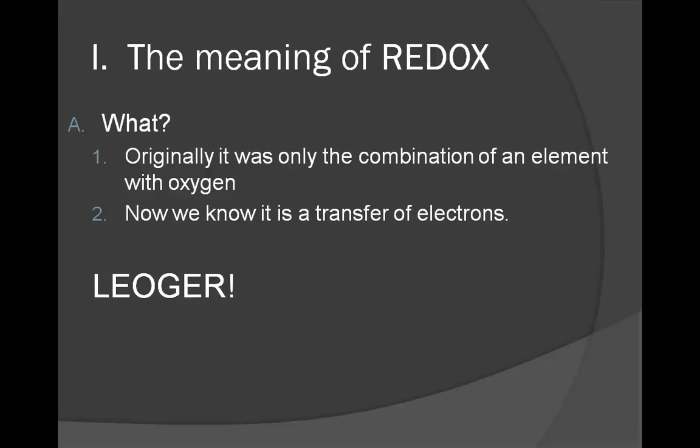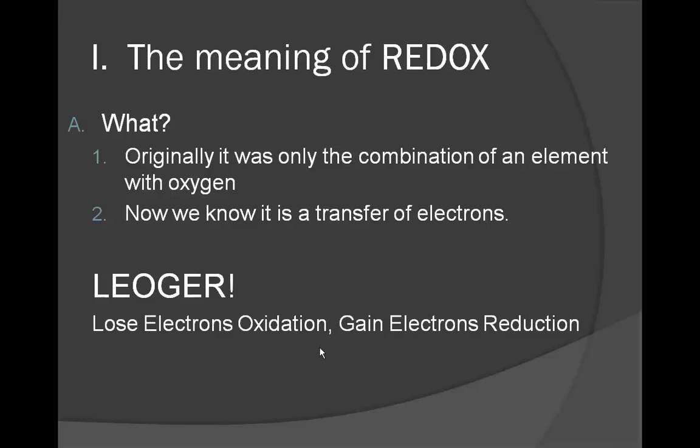This particular thing, LEO GER, will be really important in the second half of this. So today's lesson, we won't worry too much about LEO GER, but in the next one, LEO GER is going to be really important, so you might want to be able to come back to this, but I'll mention it a bunch more. This basically means lose electrons oxidation, gain electrons reduction. So anytime an element loses electrons, it's been oxidized. Anytime an element gains electrons, it's been reduced. We'll come back to that, but we need to do something else first.